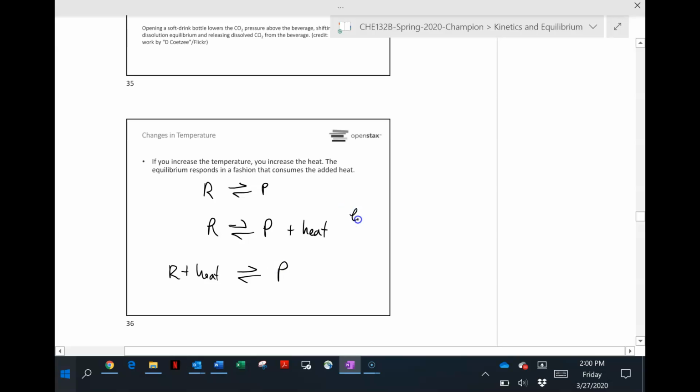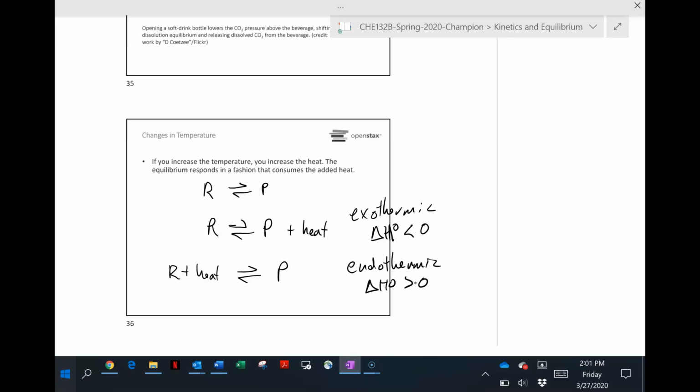This is called an exothermic reaction, and you learned before in Chem 131 that means delta H is less than 0, it's negative, and here this is an endothermic reaction where delta H is greater than 0. The key thing, though, is to think about where the heat is. Is it a reactant or a product?